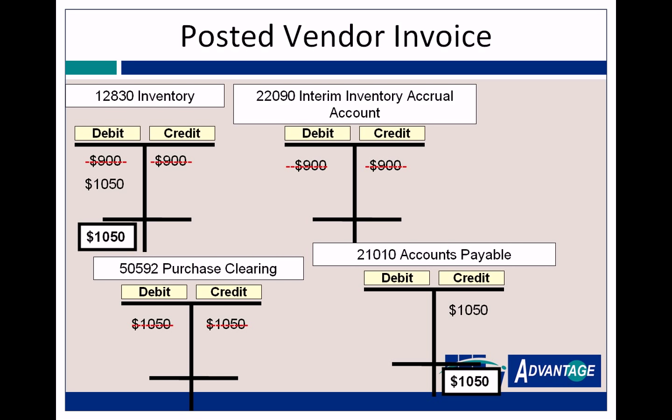Well, when you receive an invoice in one step, the system does not have to deal with those interim accounts because there's nothing to anticipate. You know exactly how much you're being charged because you have your vendor invoice. That clears out these $900 entries. And that's why when you receive an invoice in one step, you only have 4 GL entries as opposed to 6. The system will still hit our inventory account for the debit and credit our purchase clearing account, and it will also debit our purchase clearing account and credit our accounts payable.